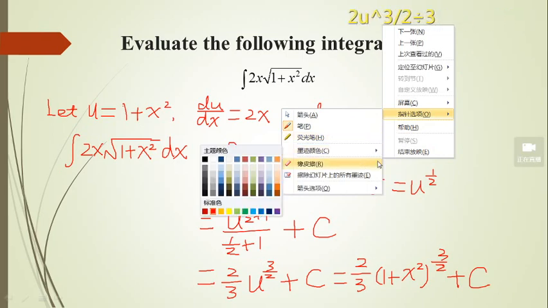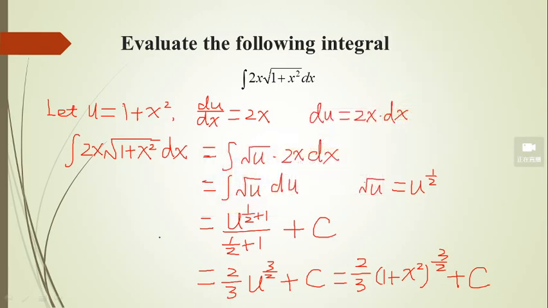Now we are going to check whether my answer is right or not. Let's check with a different color. I'm going to take the derivative of the final function I got. For an indefinite integral, we work out the antiderivative, which is the function 2 over 3 times 1 plus x squared to the 3 over 2 plus constant c. Let's take the derivative of this function with respect to x.